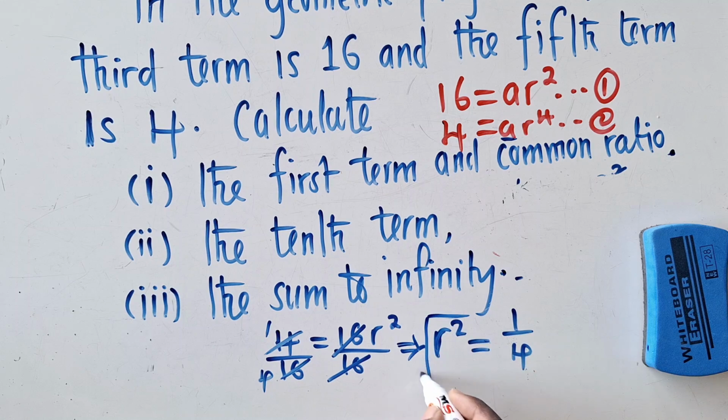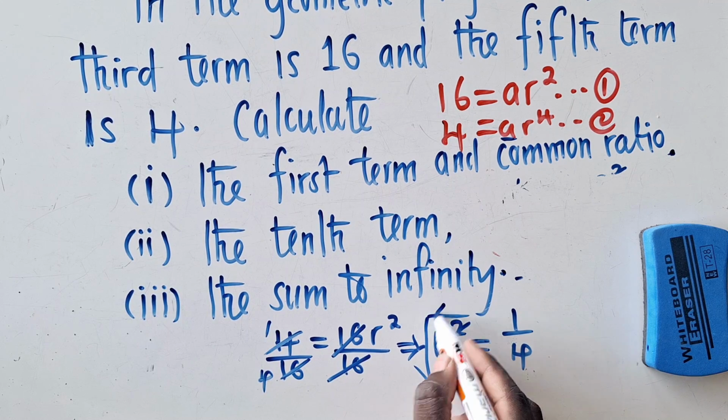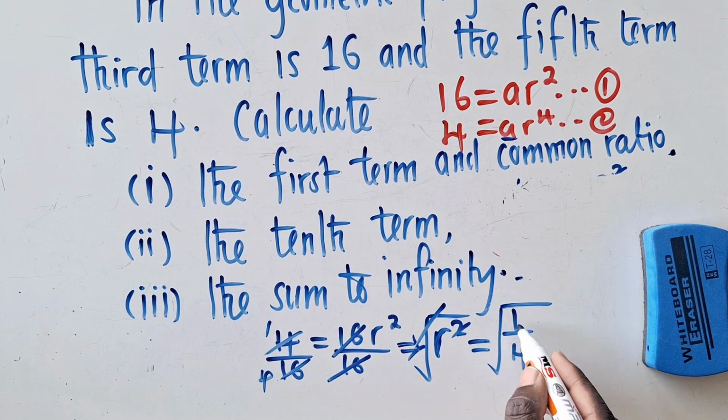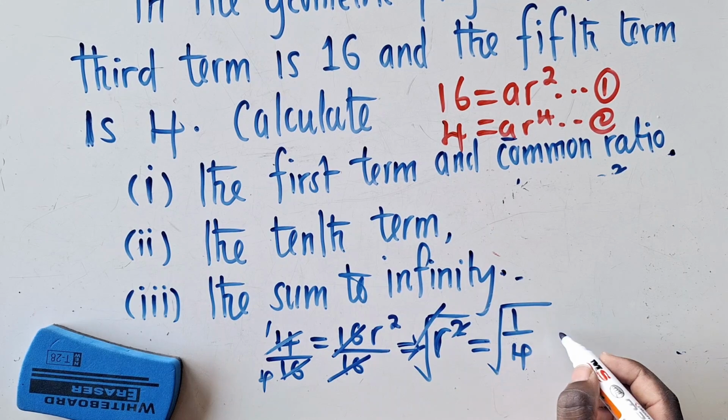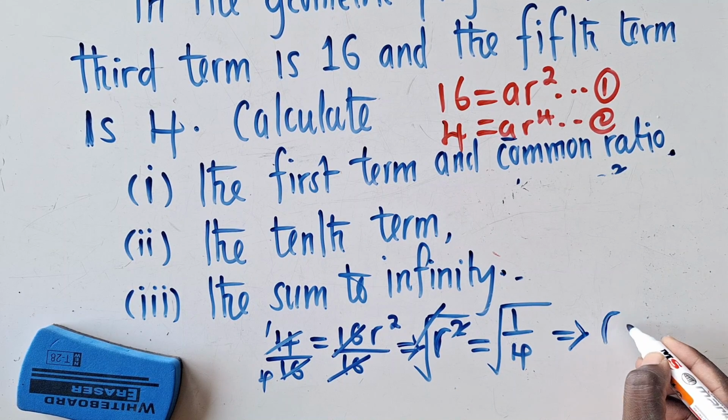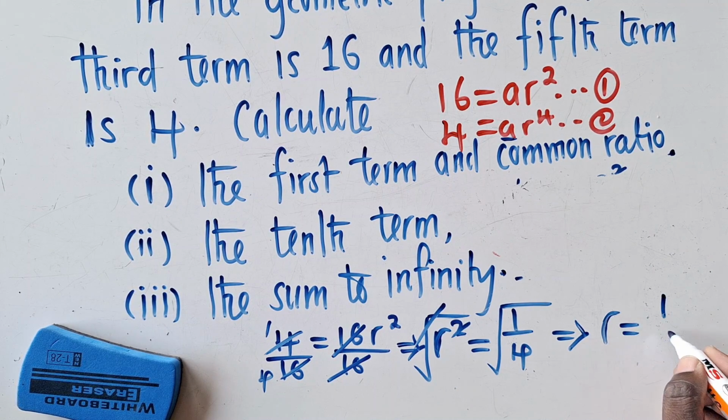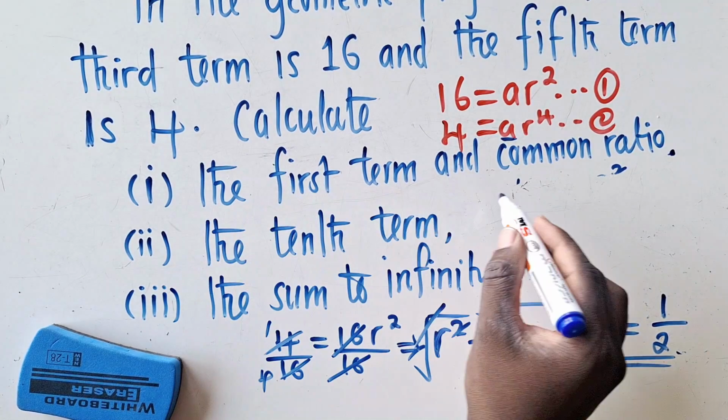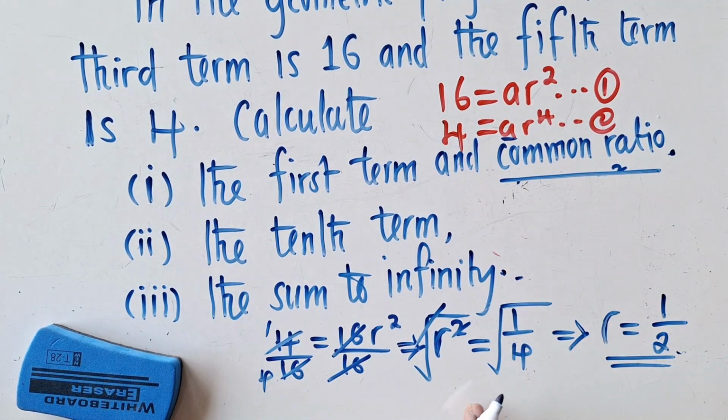We square root to get rid of the power 2. This power 2 and the root will go. Even here, the square root of 1, it's a 1. So here, our r will simply be equal to 1 over 2. So we found the r, which is the common ratio. It's this one right over here. Okay, I hope you can see.